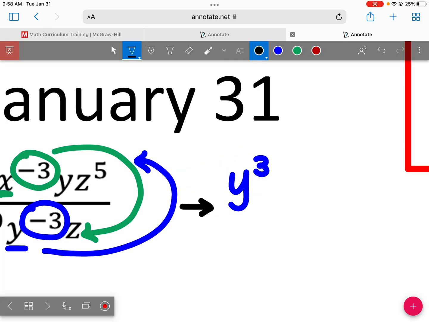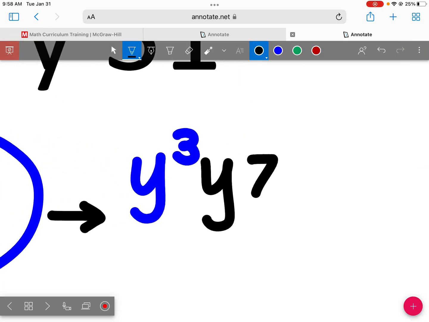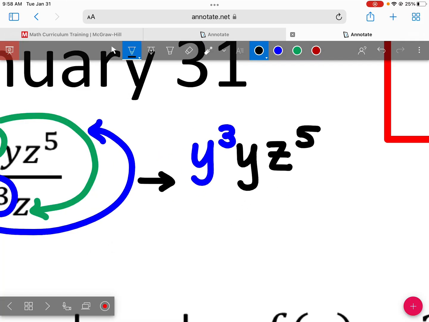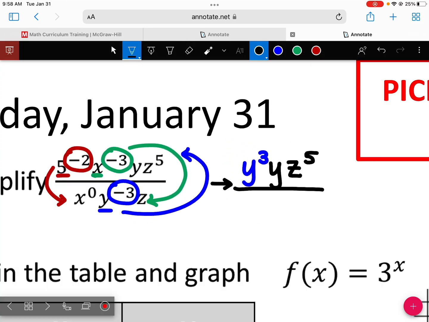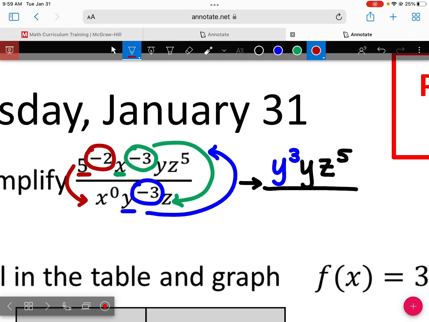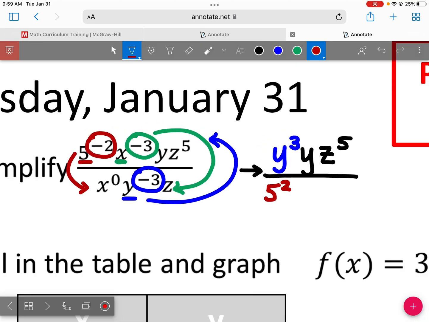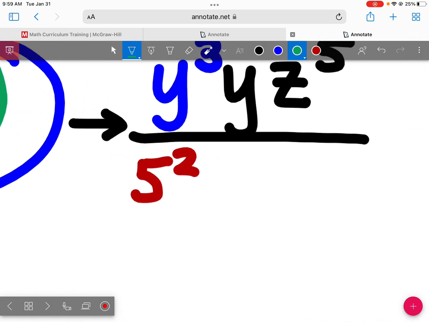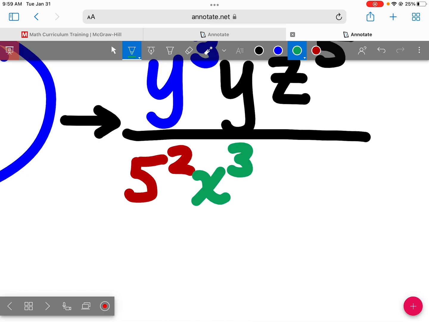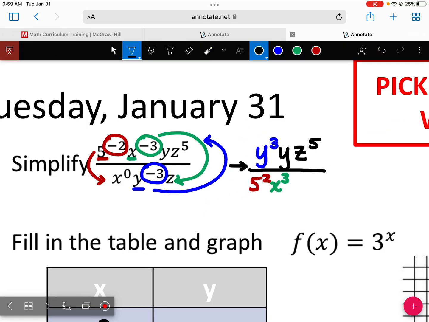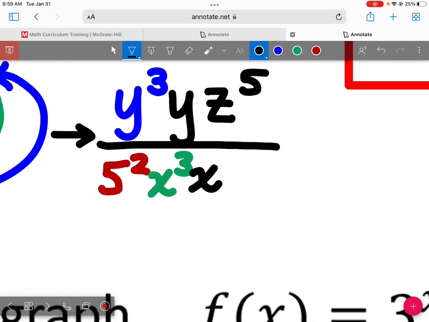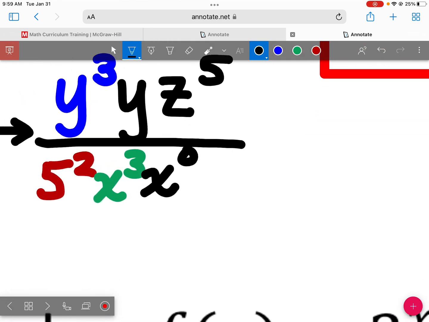All right, so up on the top, we're moving y to the 3rd. And the ones that are staying are y and z to the 5th. So y to the 3rd moved up to the top. Y and z to the 5th stayed there already. And then down on the bottom, 5 squared moved down to the bottom. X to the 3rd moved down to the bottom. And then the things that didn't move are x to the 0 and z.